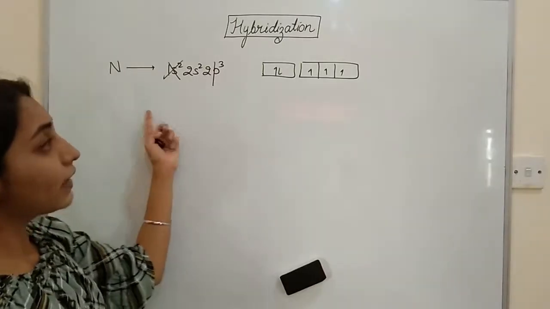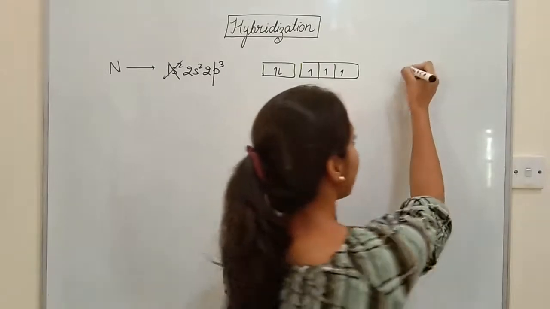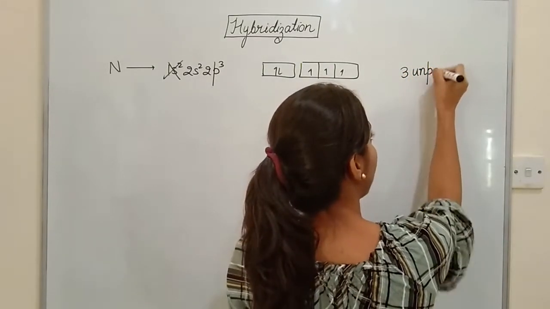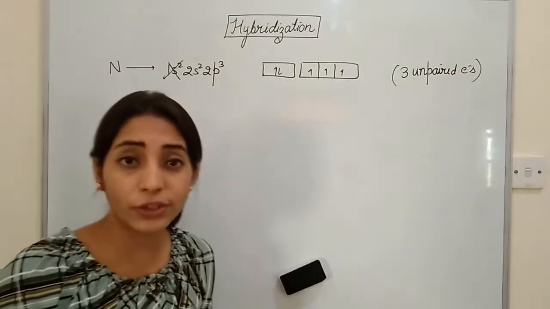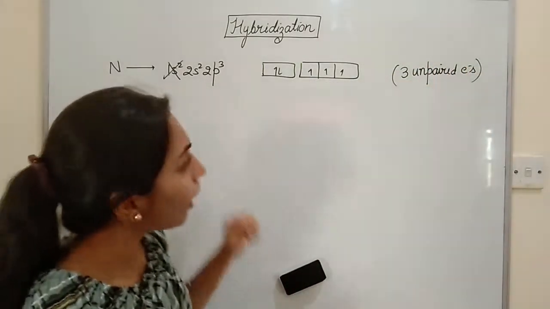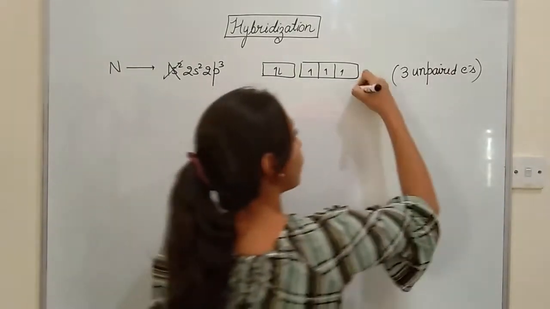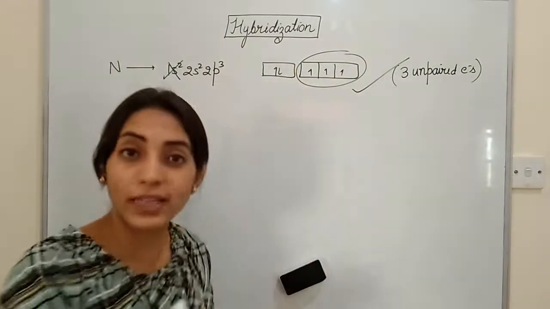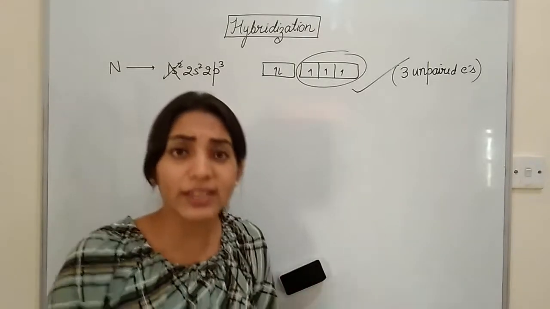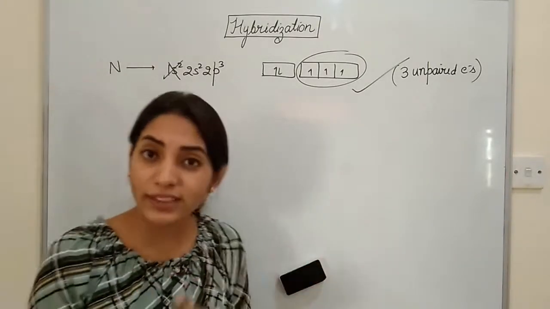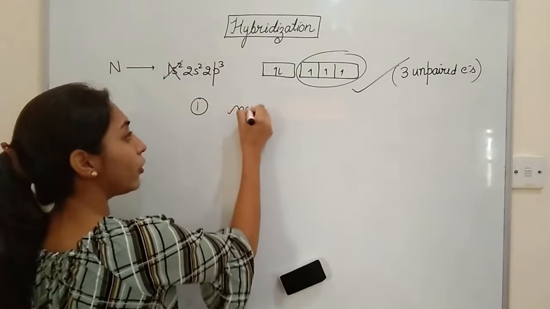Now, what I used to say is that nitrogen has to form 3 bonds with hydrogen, so nitrogen needs 3 unpaired electrons. This is what I used to say in my previous video, and then we look here and see whether we have 3 unpaired electrons. In this particular case, yes, we do have these 3 unpaired electrons. That means the s orbital should not combine with them, because they are already available. There is no need of excitation.